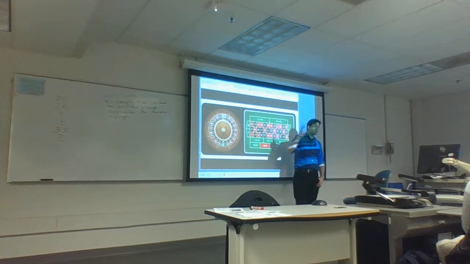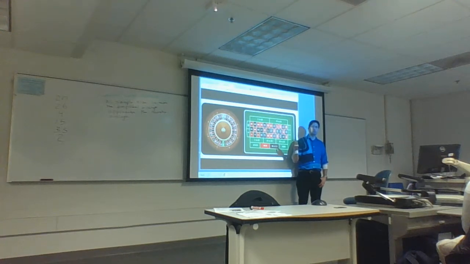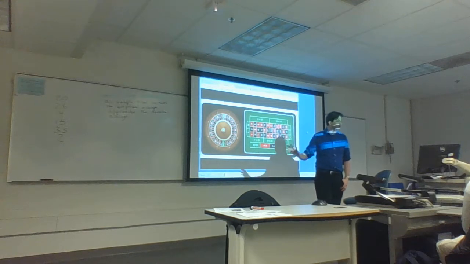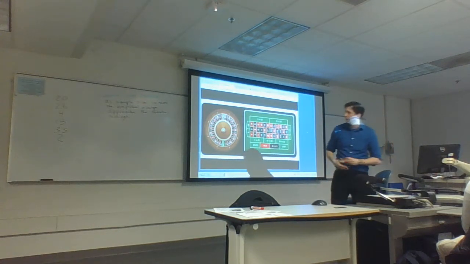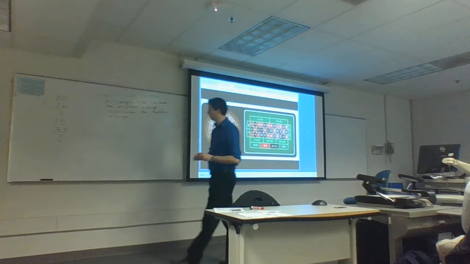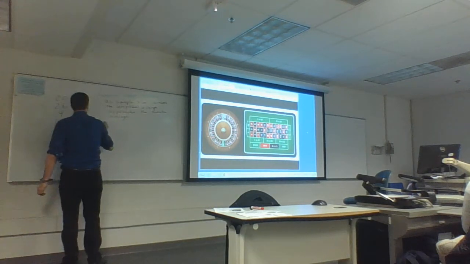Now, how many of you agree with that? Careful. It looks like most of you don't agree with that. And you are right not to agree with it. Because believing that red is due is a misapplication of the law of large numbers, and it's what we call the gambler's fallacy.